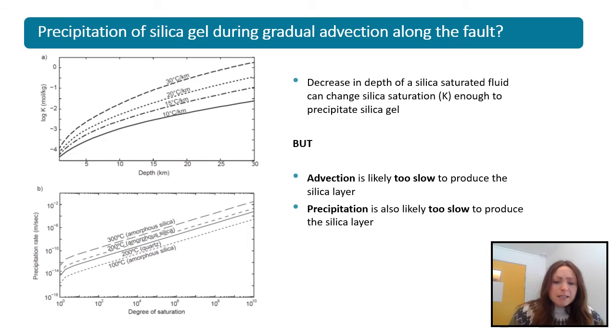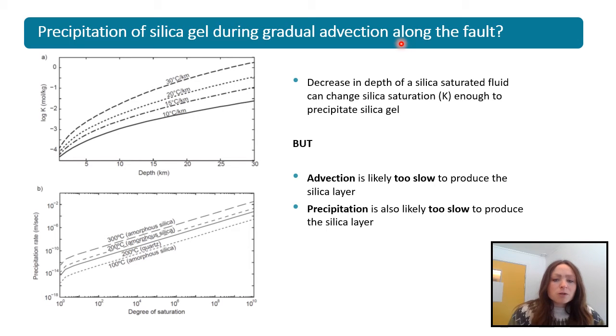To assess the feasibility of this, we calculated the silica solubility in an aqueous solution as a function of temperature and pressure. And for this diagram up here, we plot silica solubility, or the log of silica solubility, K, against depth. And the diagram shows that if silica gel were to precipitate at, say, 1 to 2 kilometers depth, it only requires that fluids migrate a very short way, several hundred meters, in order to change its solubility by enough orders of magnitude to supersaturate the solution.